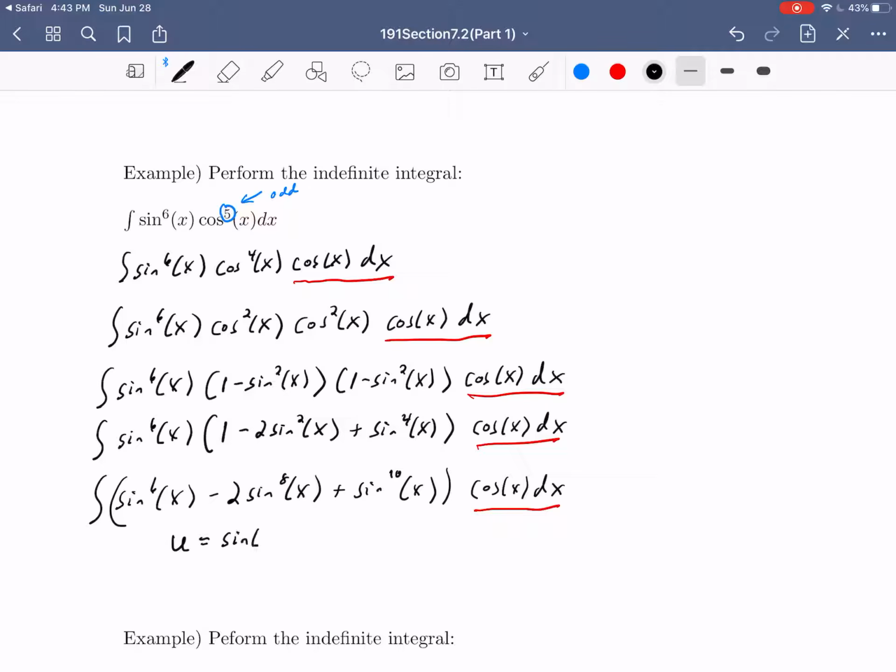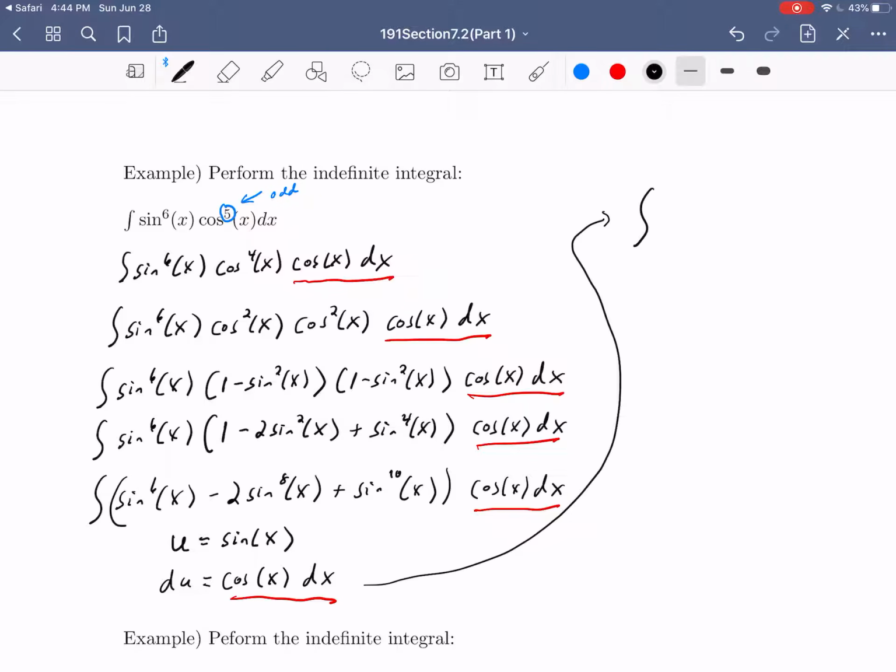Now we let u equal sine x. du is going to be cosine x dx. That's exactly what we have there. So this substitution is going to be nice and easy. This should now become the integral u to the 6th minus 2u to the 8th plus u to the 10th, and then all that du. So we can then go ahead and just use power rule 3 times. Looks like we should get 1/7 u to the 7th minus 2/9 u to the 9th plus 1/11 u to the 11th plus our constant of integration.